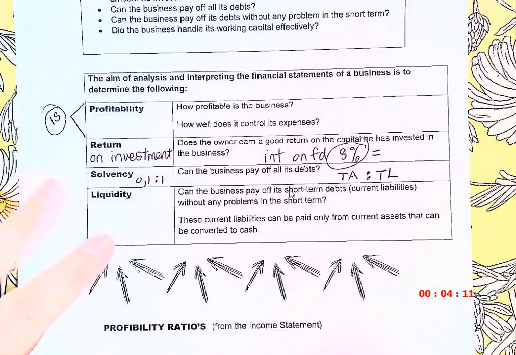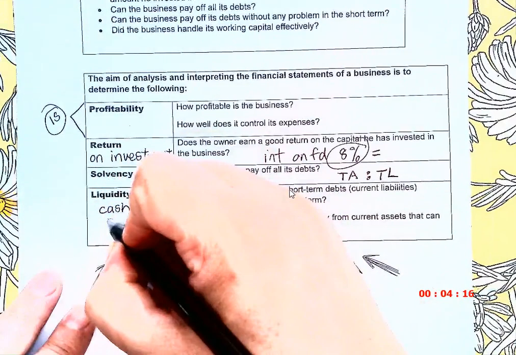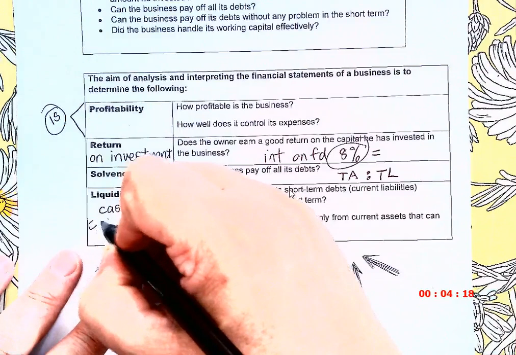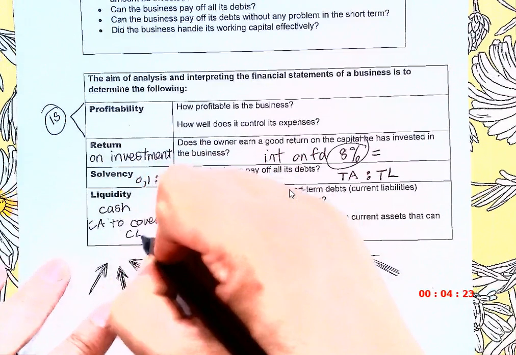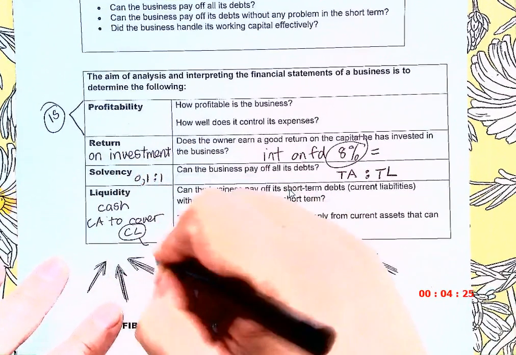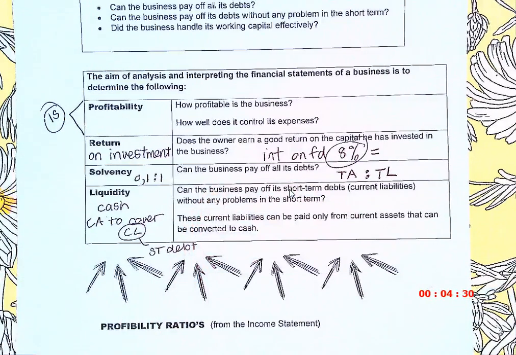Liquidity is about your cash. Liquidity is, do I have enough current assets to cover current liabilities? Meaning short-term debt. At this stage, do I have enough? If I sell all my current assets now, I turn all of them into money, will I have enough to pay all my short-term debts? And can you see, that's why I make a part of the long-term loan a short-term loan, because I want to see, do I have money to pay it?